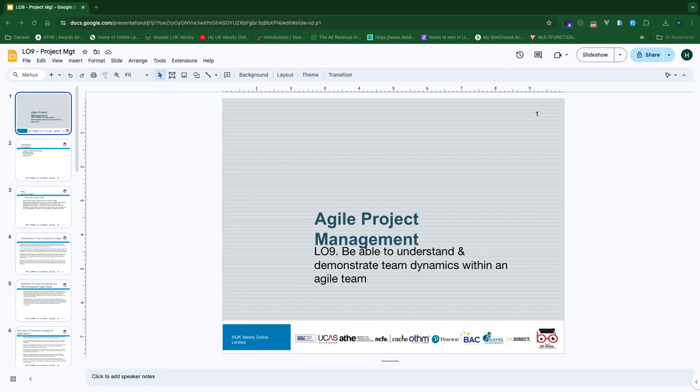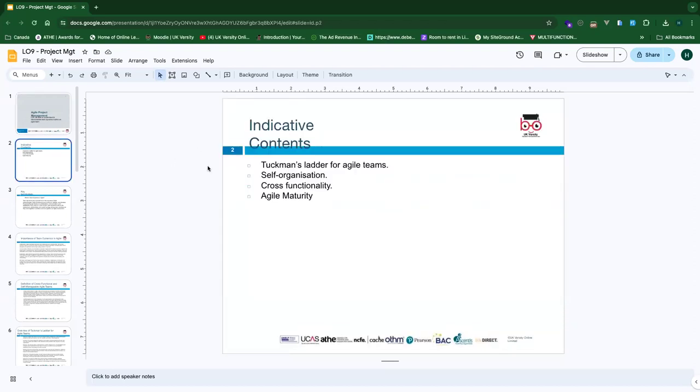No worries. So let's move on to today's learning outcome. Today we'll be looking at learning outcome 9, which is to be able to understand and demonstrate team dynamics within an agile team. We have this as indicative content. So we'll be looking at Tuckman's ladder for agile teams, self-organization, cross-functionality, and agile maturity.